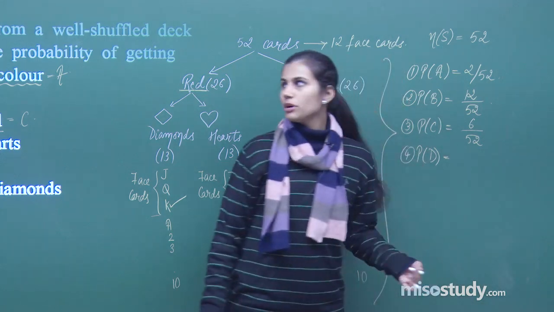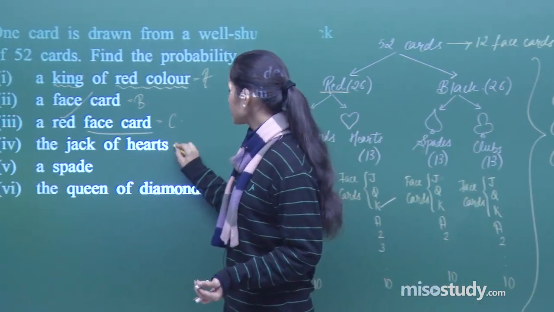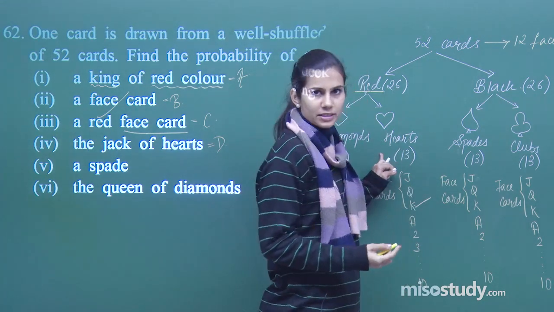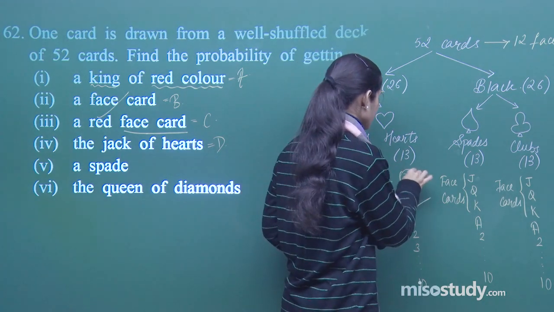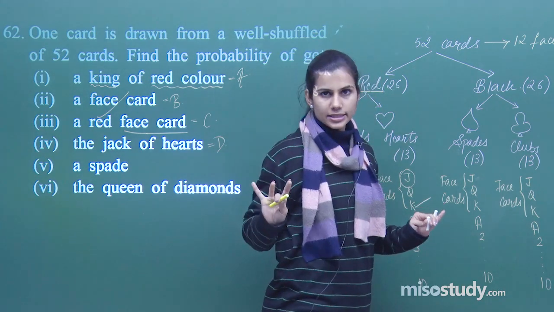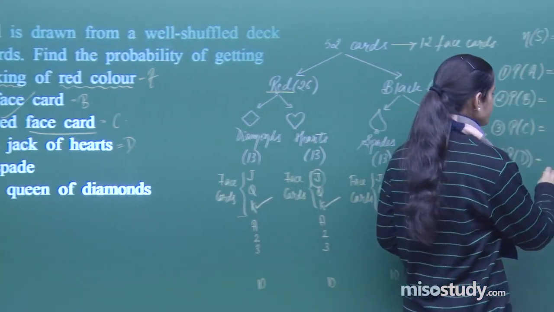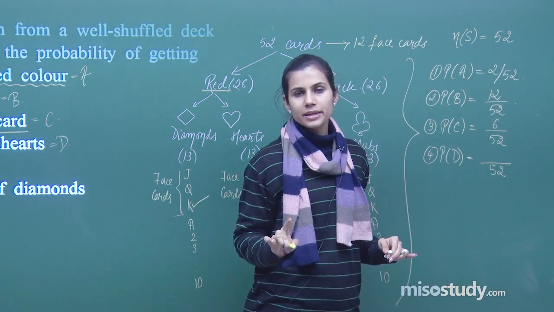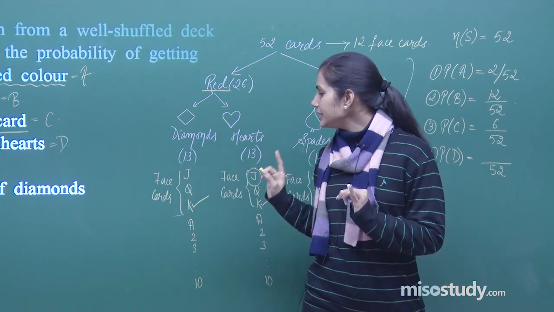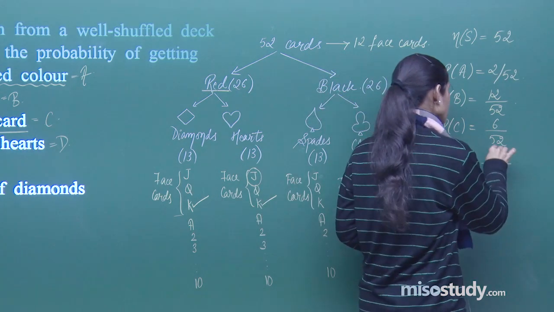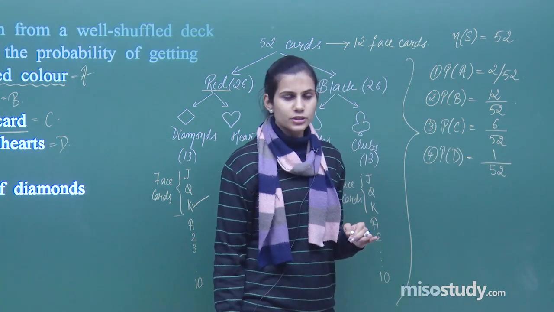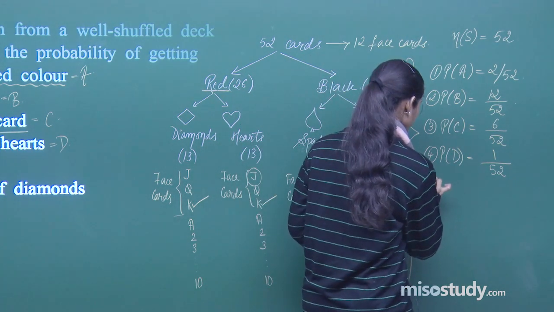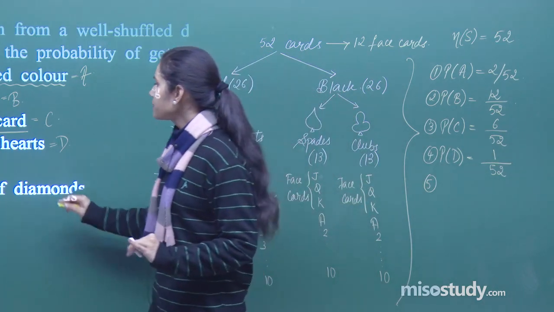After this you have the jack of hearts. Let me name this as D. The jack of hearts. So hearts is specific, jack is specific. Only one jack of hearts is there. So out of the total of 52 cards, only if this one card pops up as the outcome in any trial will this event D occur. So only one outcome out of the 52 is favoring the occurrence of event D, therefore 1 by 52 is its required probability.